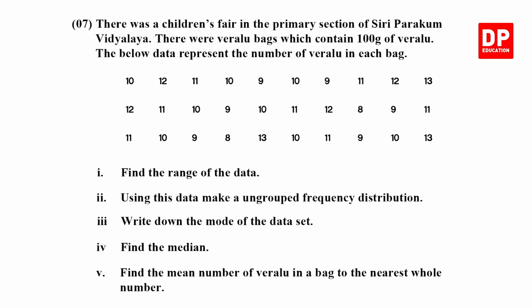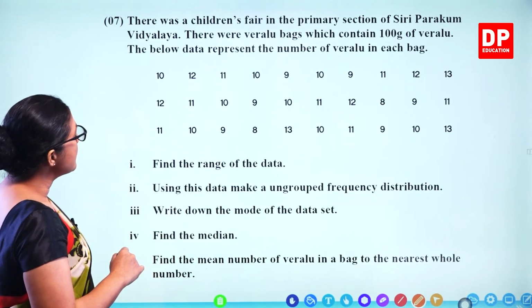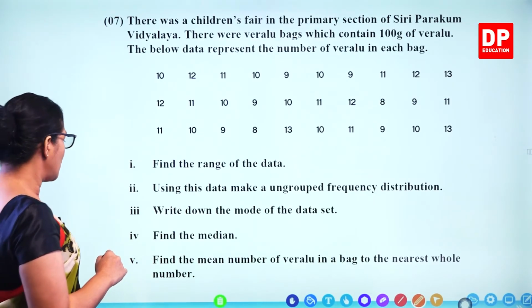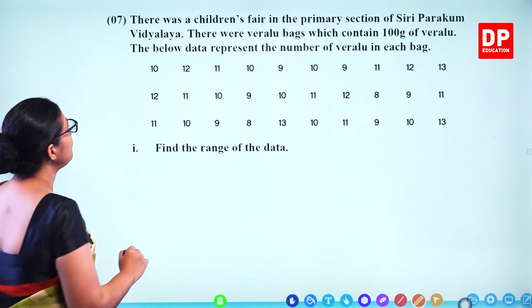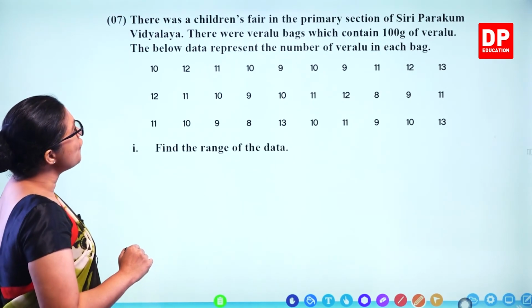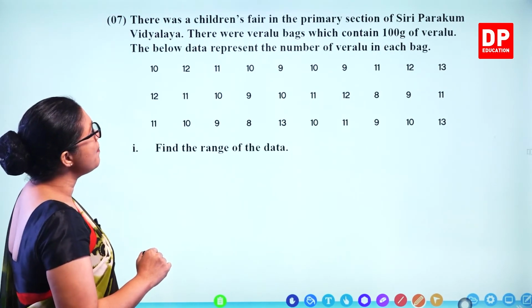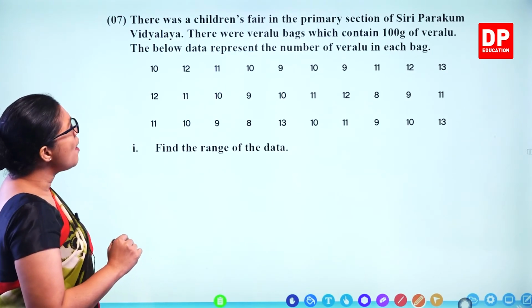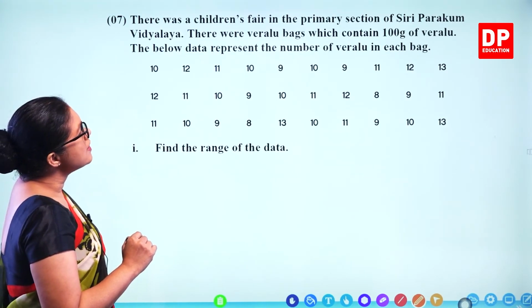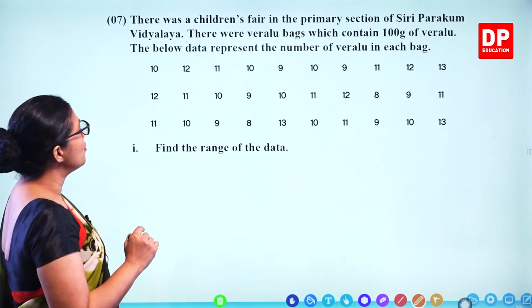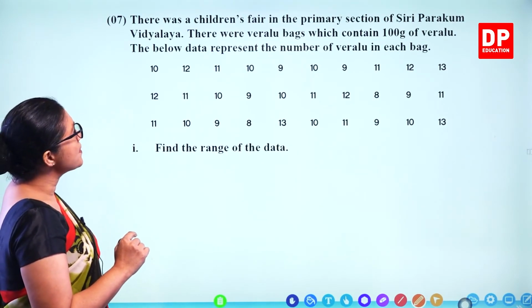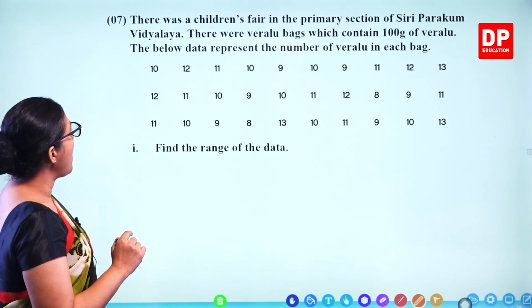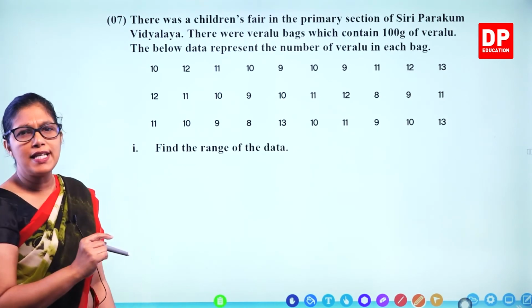Last question in your paper. So that's a statistics question, so we'll do it separately. There was a children's fair in the primary section of Siri Parakum Vidyalaya. There were Verelu bags which contain 100 grams of Verelu. The below data represent the number of Verelu in each bag. Find the range of the data.